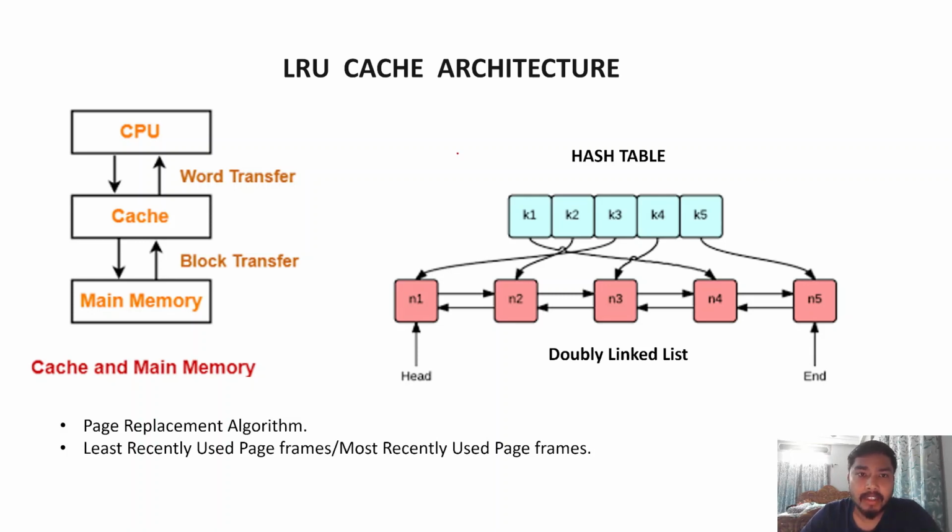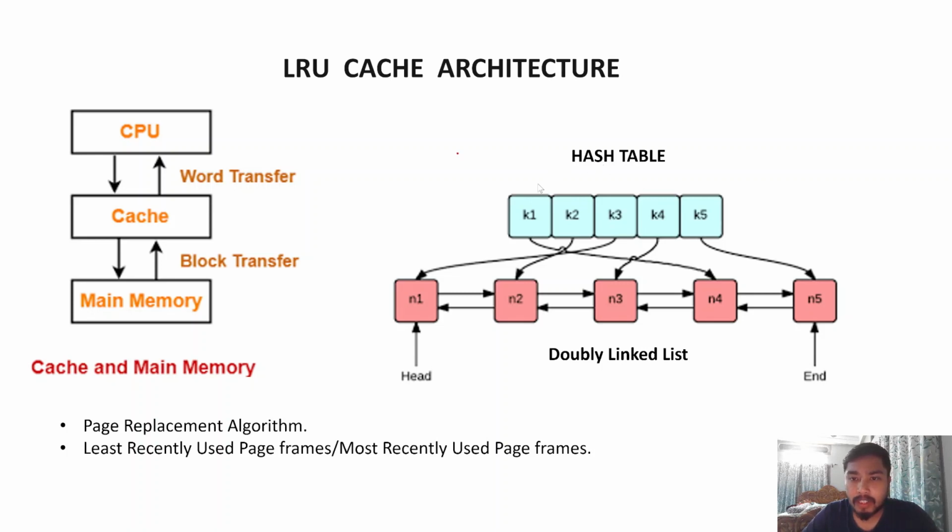After understanding the logic behind this concept, we can think about how to implement it. As I said, we need to know two things: which is the most recently used, and which is the least recently used. The most recently used should be present at the head. We'll implement this LRU cache using two data structures: one is a hash table and the other is a doubly linked list.